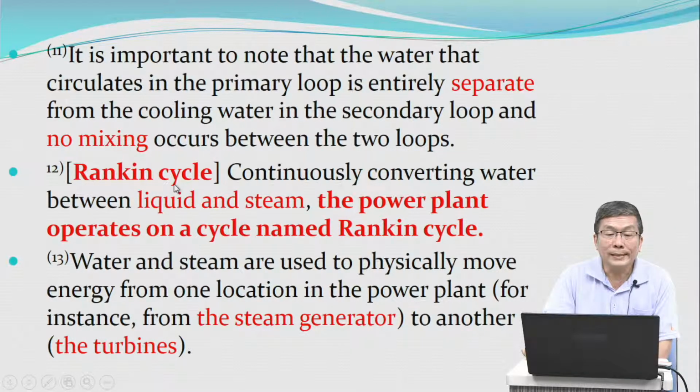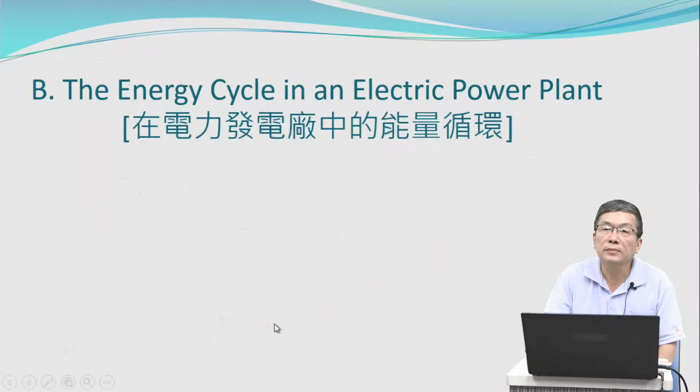Rankine cycle. Continuously converting water between liquid and steam, the power plant operates on a cycle named the Rankine cycle. Water and steam are used to physically move energy from one location in the power plant, for instance, from the steam generator, to another, the turbines. The energy cycle in the electric power plant.